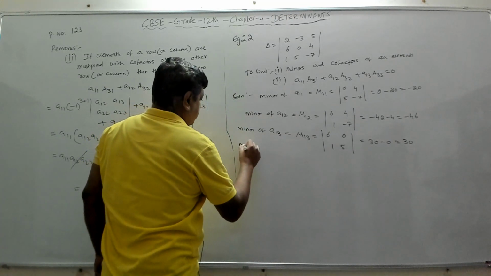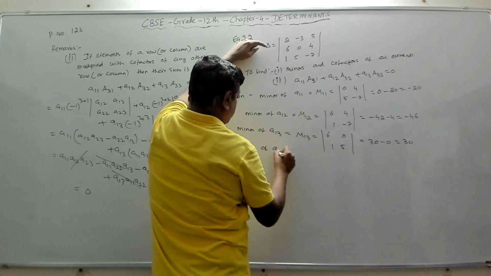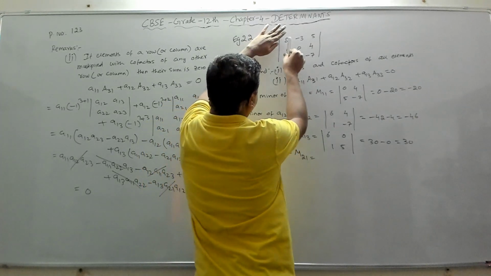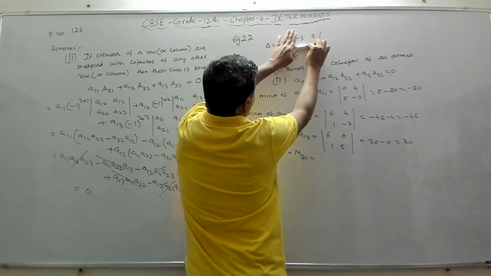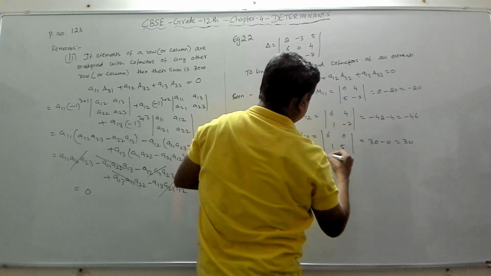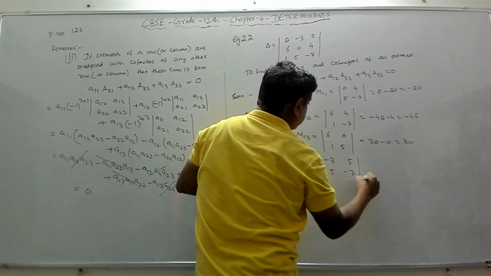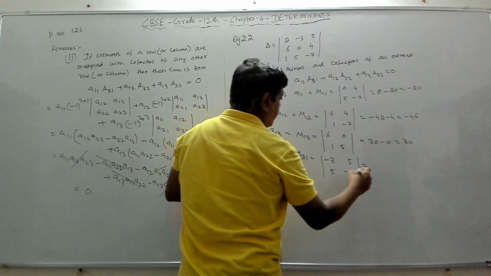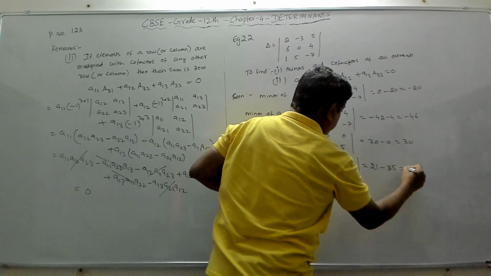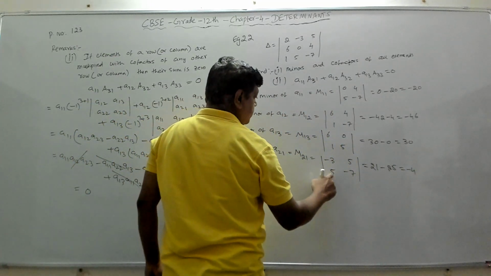Then the minor of this element a21, that is M21. You close this particular row and this particular column, and you get minus 3, 5, 5, minus 7. That will be equal to minus 3 into minus 7 is 21, minus 5 fives are 25. You get minus 4. Right? So this into this, minus this into this.